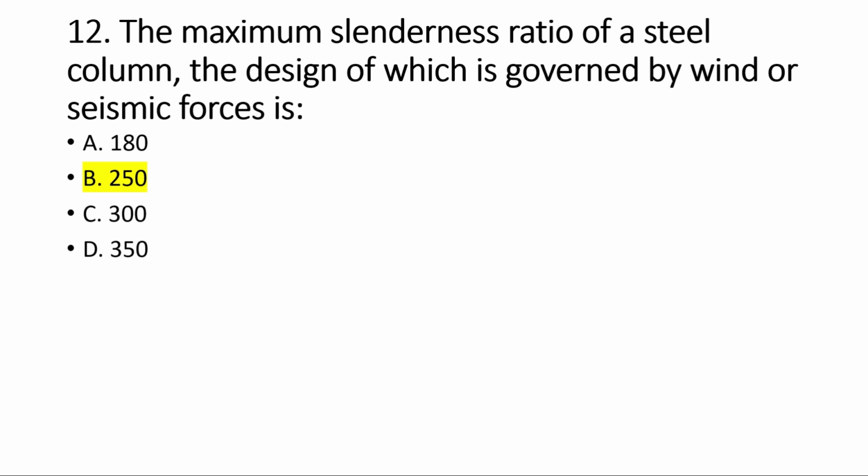Okay, so you have to keep in mind that for a member subjected to compressive loading resulting from wind or earthquake load, the maximum slenderness ratio will be 250. So option B is correct, 250. Move on to the next question.